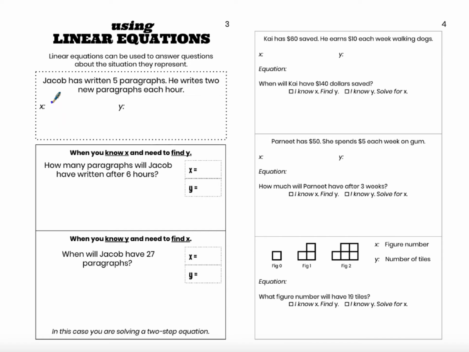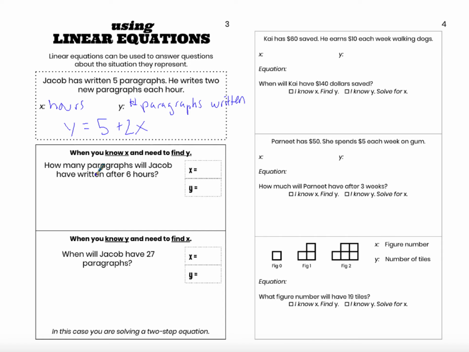So we start by defining our variables. X is going to be hours, our independent variable, and Y is going to be number of paragraphs written. So number of paragraphs written depends on how many hours he's been writing for. My start value is 5. He's written 5 to start with, and my rate of change is 2. He writes 2 every hour. So my equation is y equals 5 plus 2x.